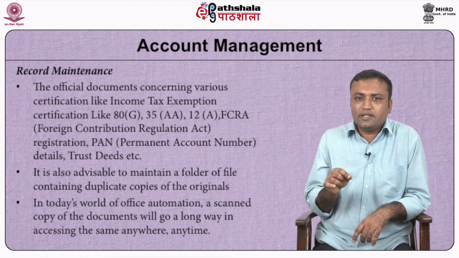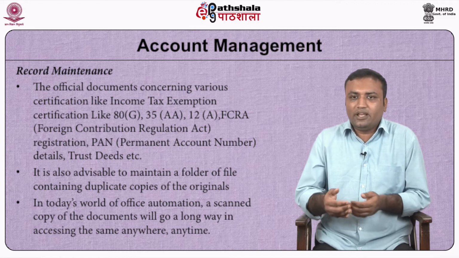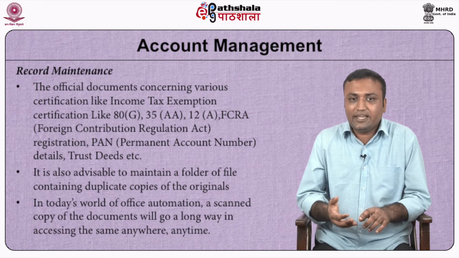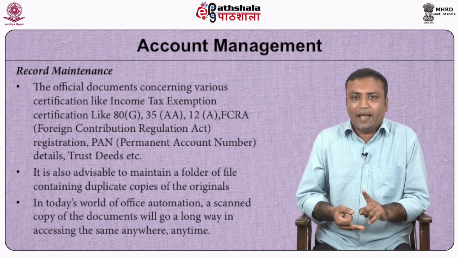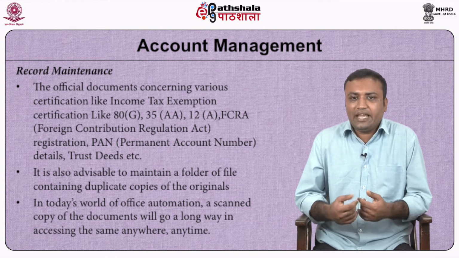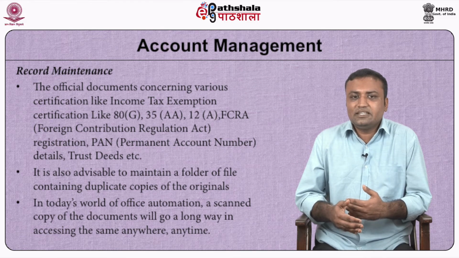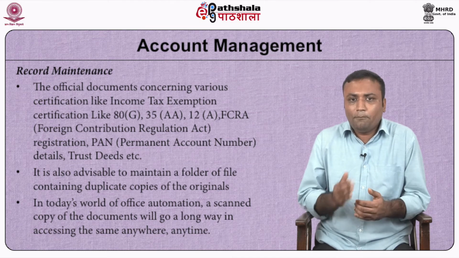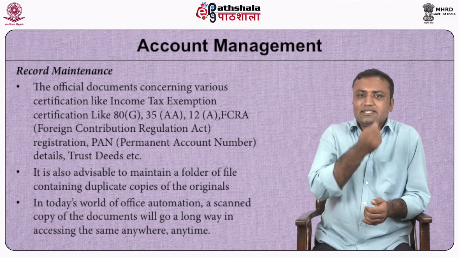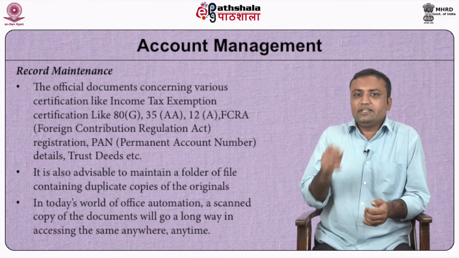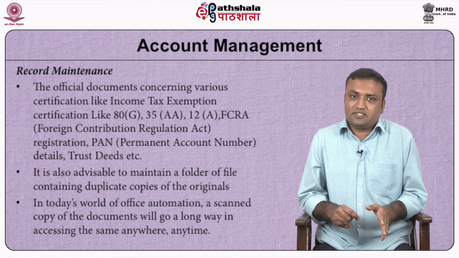The official documents concerning various certifications to the organization, including the income tax exemption certificates like 35 AC, 80G, 12A, PAN card details and the FCRA registration details and the trust deeds should be properly maintained in box files, so that it is readily available in case of any inspection, routine or surprise visits.